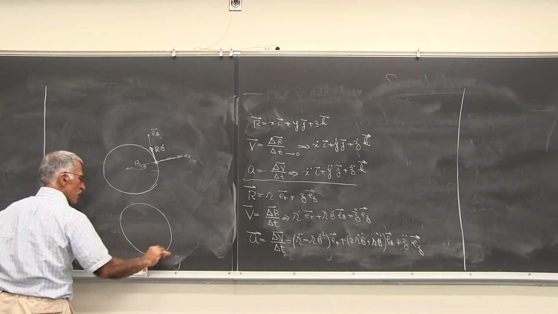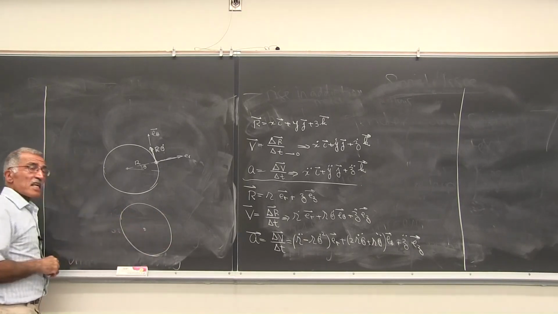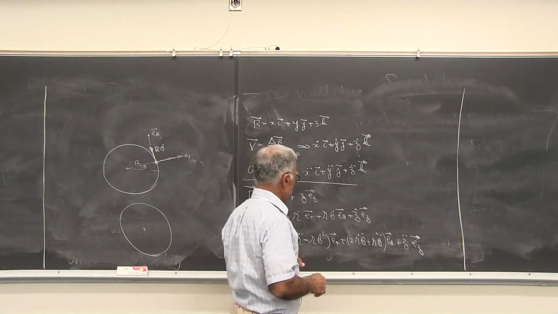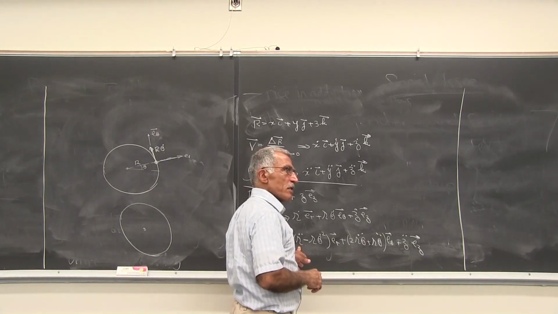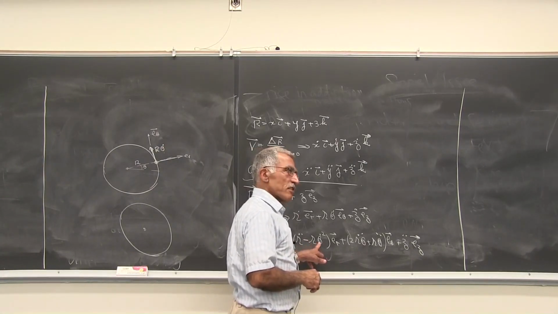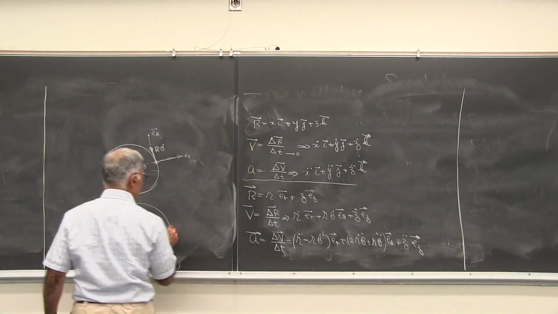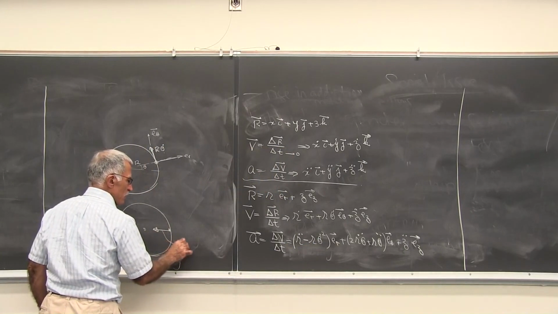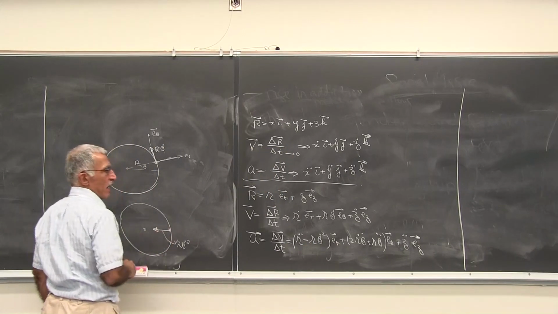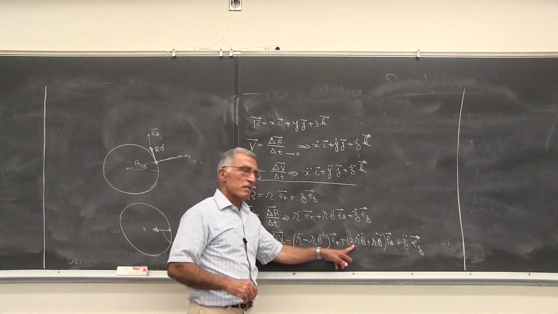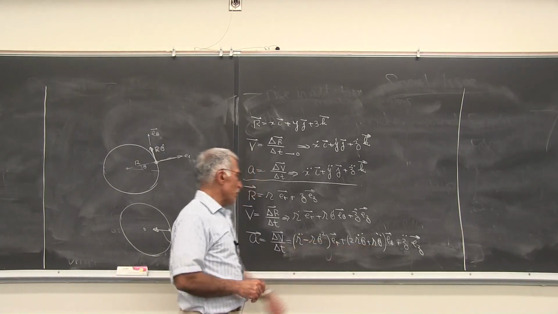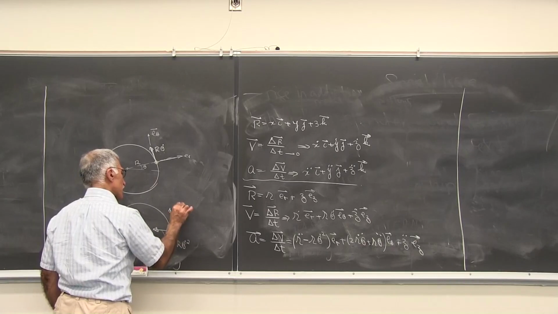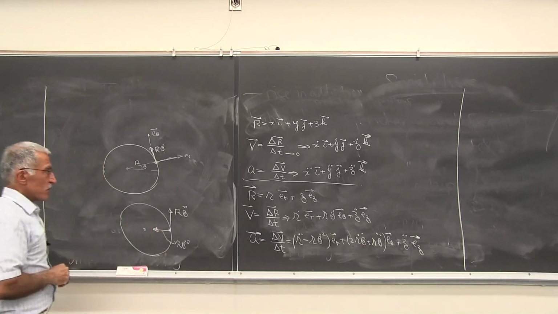Acceleration, if r is a constant, then r double dot would be 0, and you have r theta dot squared. So you do have one acceleration in this direction, which is r theta dot squared, and again r dot is 0, and you have r theta double dot. So you do have one acceleration in this direction, r theta double dot. So you do have two accelerations.